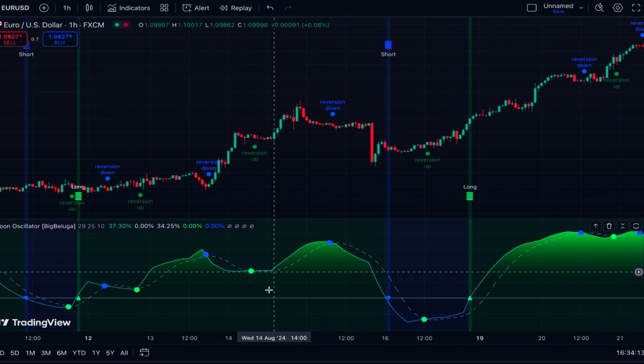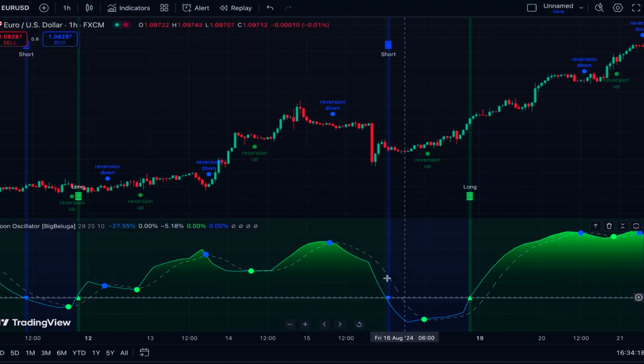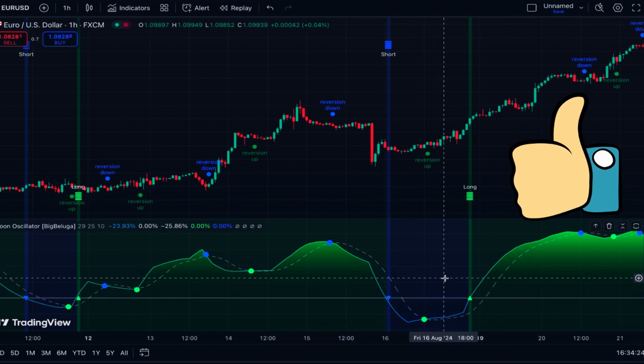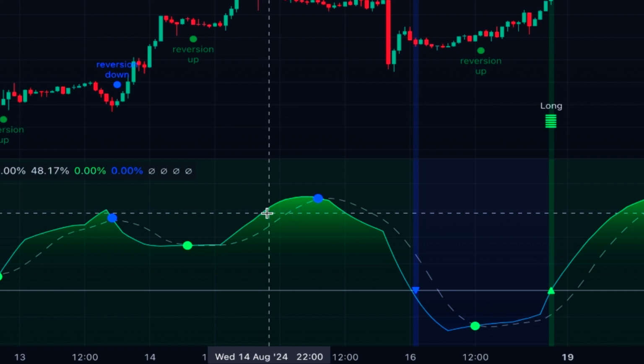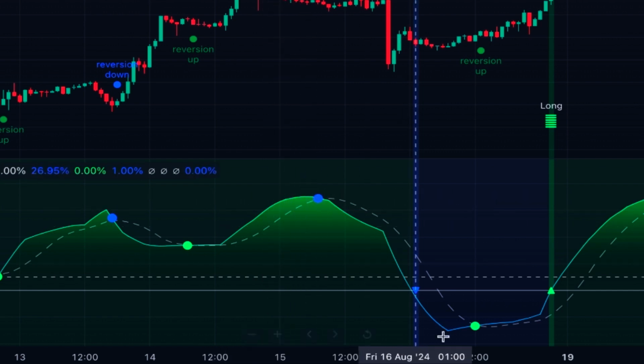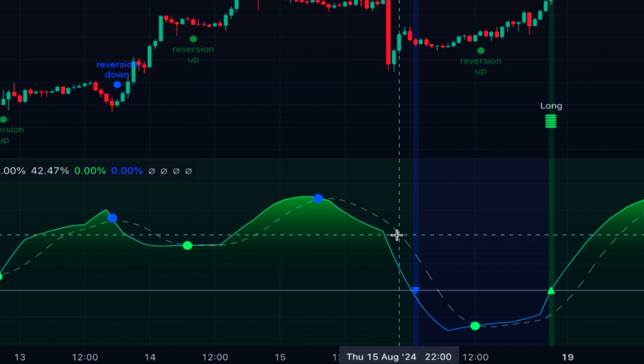It is actually an oscillator, and as you can see we have two lines that are fluctuating above and below the center line, which is 0. This indicator is a newer version of the Rune indicator. It is a versatile tool for trend identification and mean reversion signals. This line that changes color between green and blue is the Rune oscillator, and this dashed line here is the signal line.